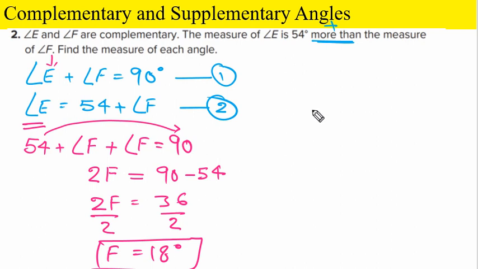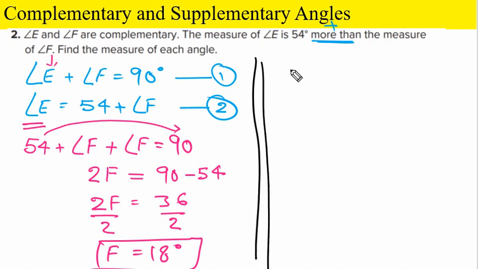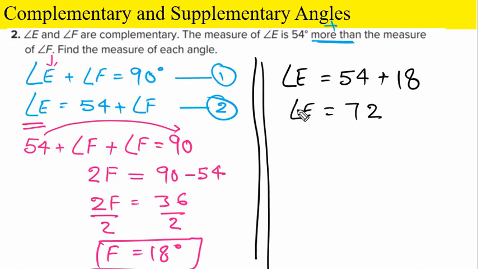Alright, now what about angle E? So angle E from equation 2 is equal to 54 plus angle F, which is 18. Let's just add them together. That will give you 72. So angle F is 18 degrees, angle E is 72 degrees. That's it. Let's move on to the next question.